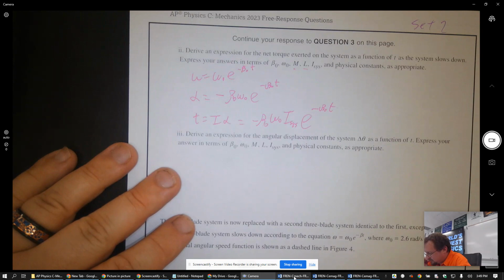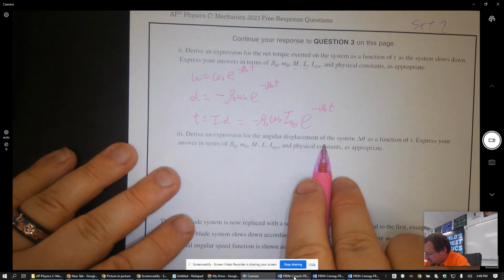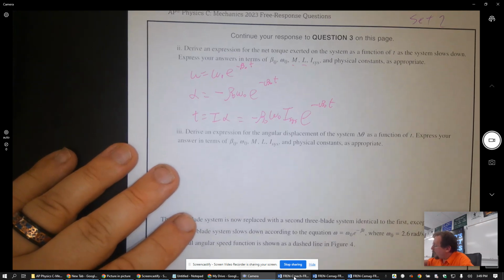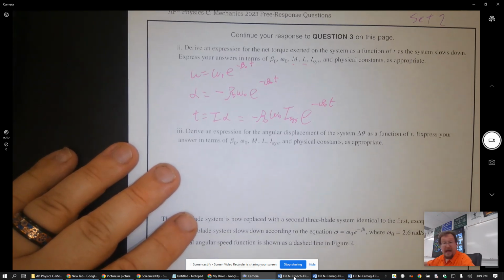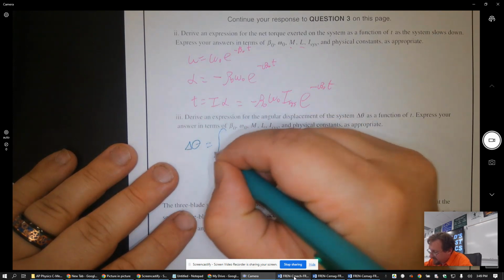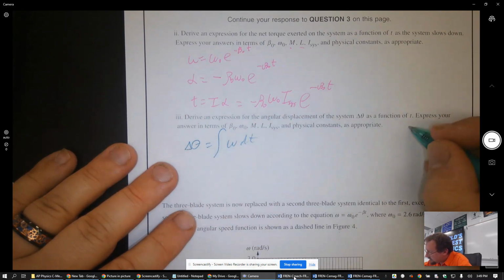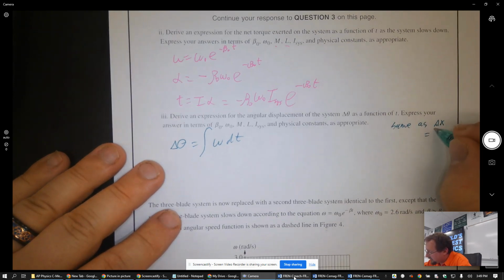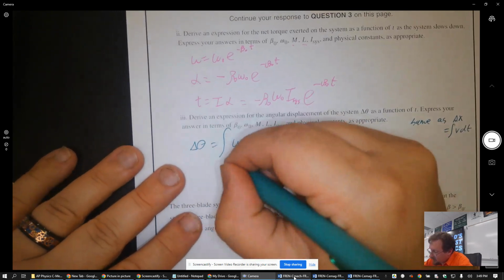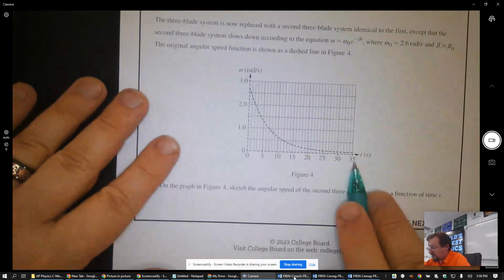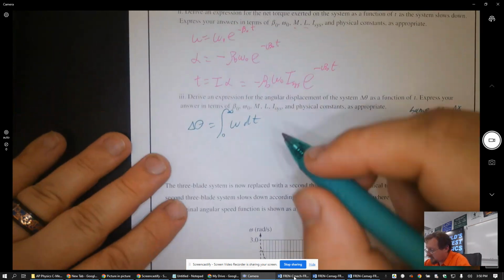All right, derive an expression for the angular displacement of the system as a function of time t. All righty then. Now we are talking my language here. Okay, now this is actually legitimately difficult. Delta theta is the integral of omega dt. It's kind of the same as delta displacement is the integral of v dt. We're going to integrate from 0 to infinity. Oh, there's the graph for me, right? Why infinity? Because it reaches an asymptote. So really you have to integrate to infinity.